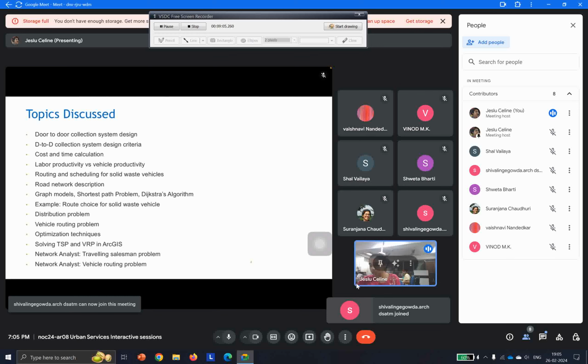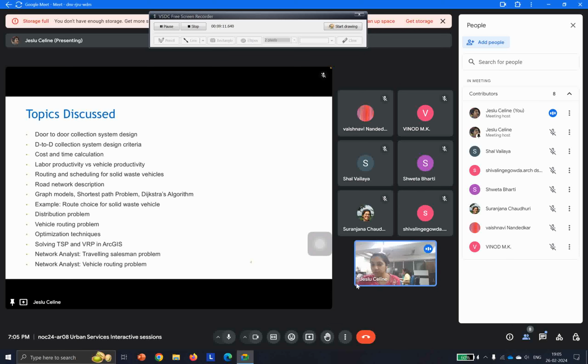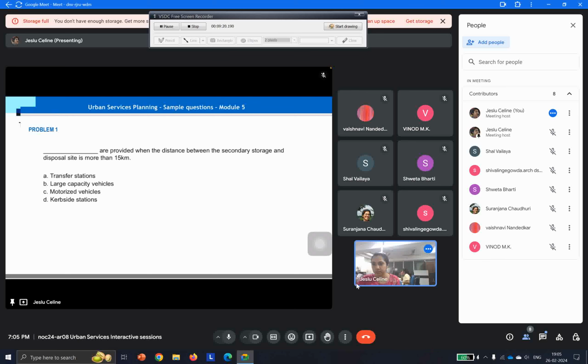Okay, so the first question is: dash are provided when the distance between the secondary storage and disposal site is more than 15 kilometers. Oh, sorry, the slide didn't change. One sec. Right, so we are on problem 1 right now. Dash are provided when the distance between the secondary storage and disposal site is more than 15 kilometers.